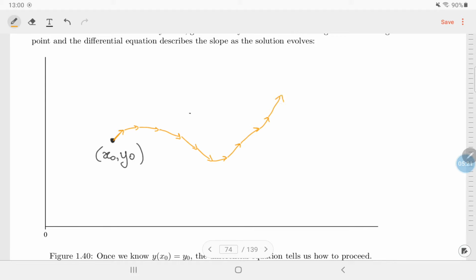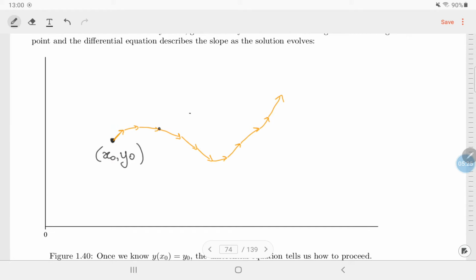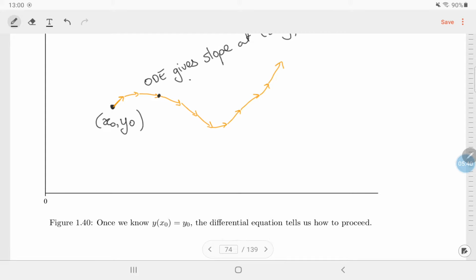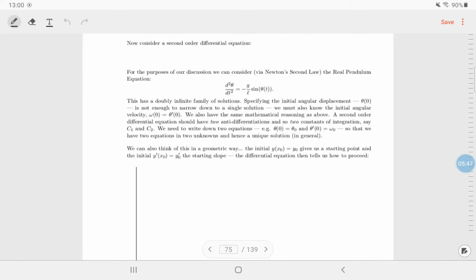Okay, so suppose this is continuously changing. The ordinary differential equation gives the slope at x, y, and essentially you kind of dynamically go along: once you know the differential equation, it tells you where to go. Okay, right, that's okay.